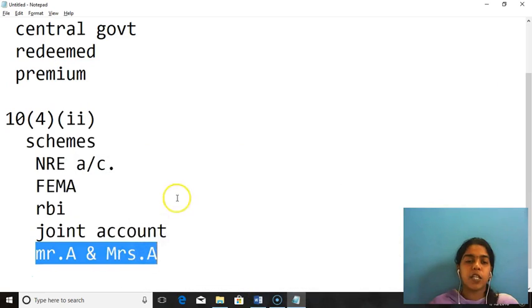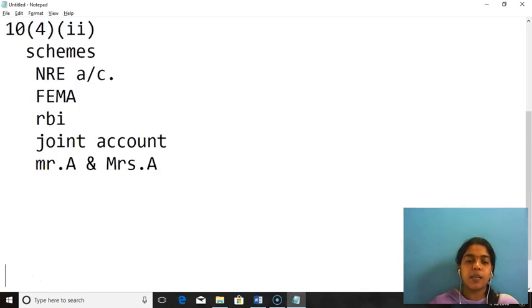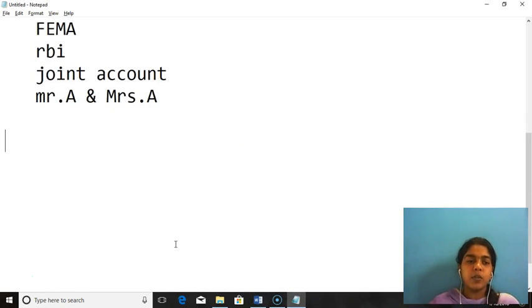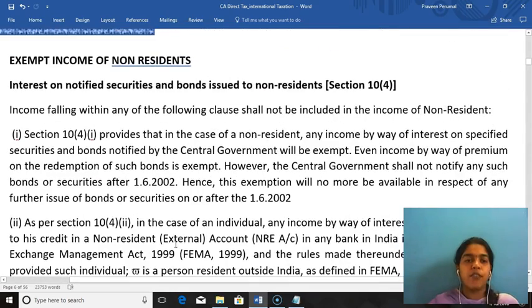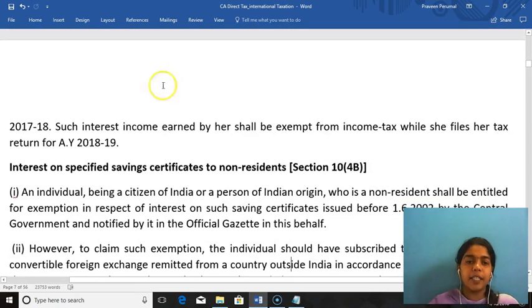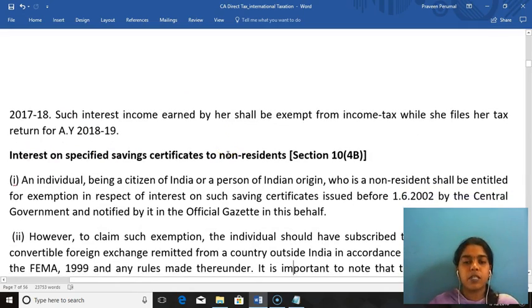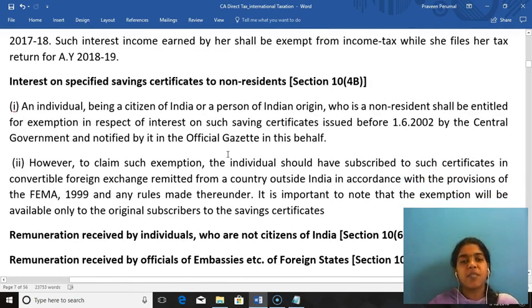So, we saw 10 subsection 4, and the next section is 10 subsection 4b. Here also this is with regard to interest, but on specified savings certificates. In 10 subsection 4 we saw interest on notified securities and bonds, and here we come to interest on specified savings certificates to the non-resident.